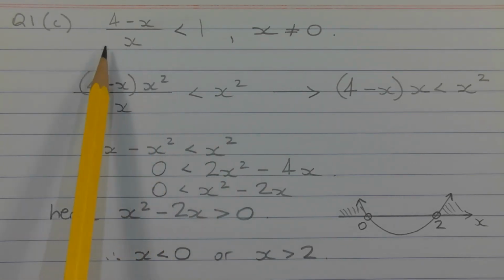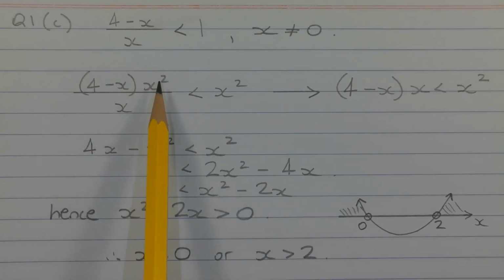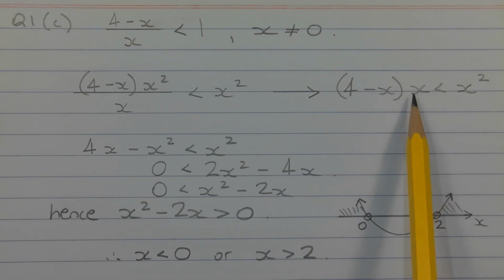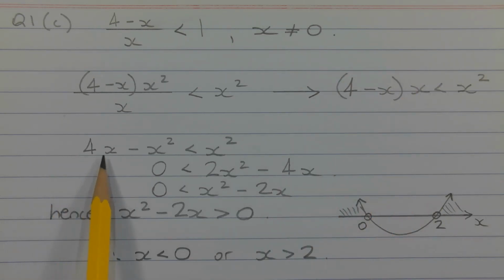Now we can simplify the left-hand side since we'll get cancellation between the x squared and the x here. So the inequality becomes (4 minus x) times x less than x squared. Now we can expand the left-hand side here. So we get 4x minus x squared less than x squared.